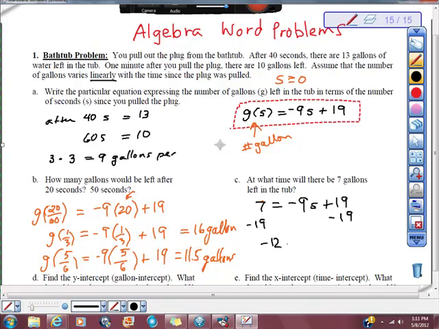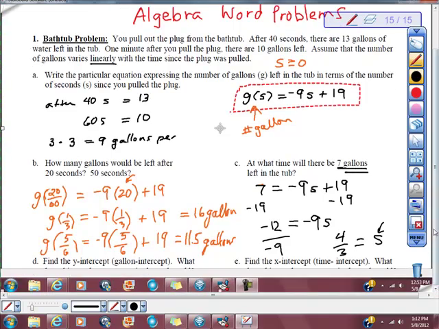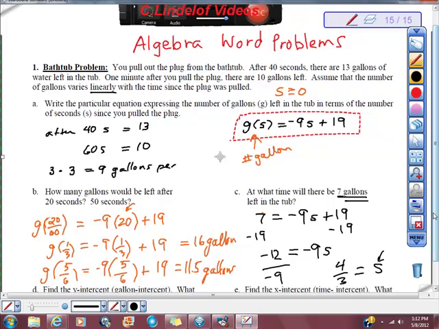Thank you. Negative 12 is equal to negative 9S. Divide by negative 9. Say it again. Four thirds? What is 4/3 equal to? Actually, this should be minutes again. Shouldn't it? 4/3 of a minute, right? So a minute and 20 seconds. I think that makes good sense, doesn't it? I think that's not bad.